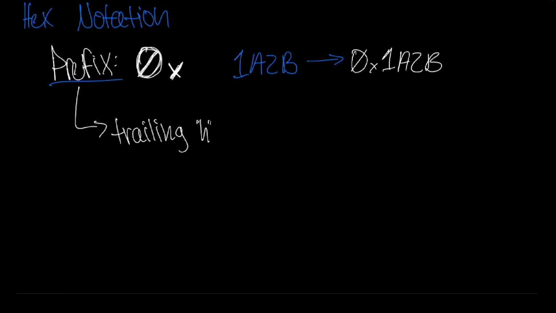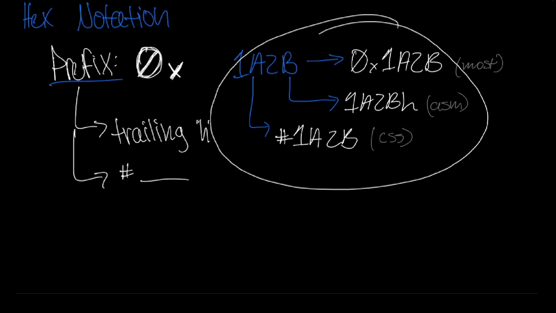In some contexts, particularly assembly language and certain documentation formats, you may see a trailing H instead. So for example, you might see 1A2B represented as 1A2B with a lowercase h after it. In HTML and CSS color codes, the prefix is a hash symbol. These are all the same exact idea, just a different way of saying, hey, this is hex.